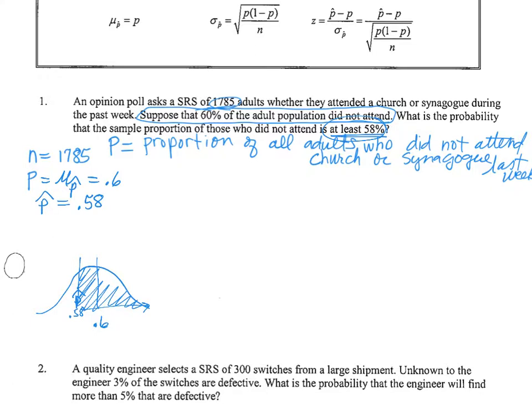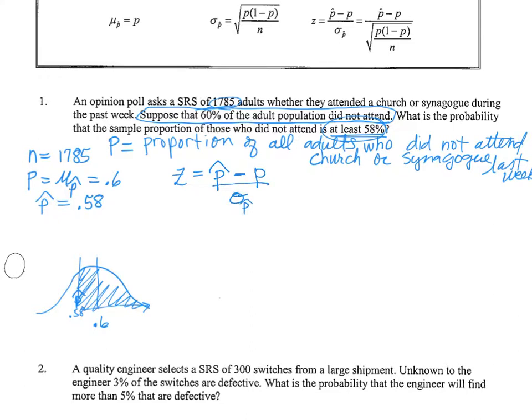I've got a norm CDF, so I have to get a z-score first. So z is x minus the mean over the standard deviation, but we do not have x's anymore. We have p hats. So here is how this goes now. You ready? z is p hat minus the p over the standard deviation of p hats.